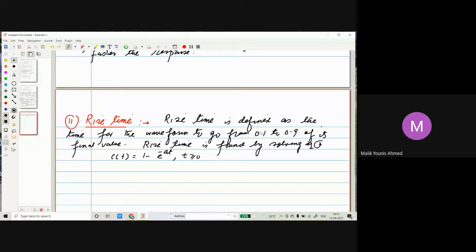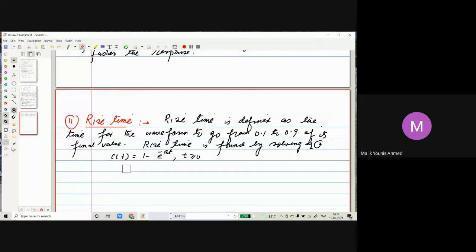Now we have two times. Rise time is defined as the time for the waveform to go from 0.1. So the first time is C of t1. We can write the response as 1 minus e raised to the power, but we can write it later. First we write the times.